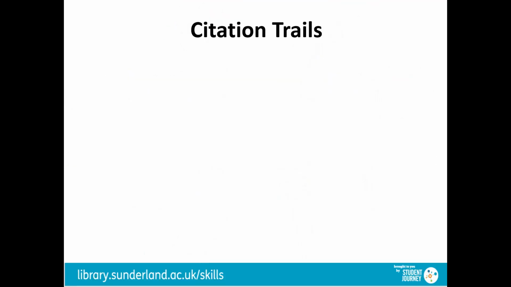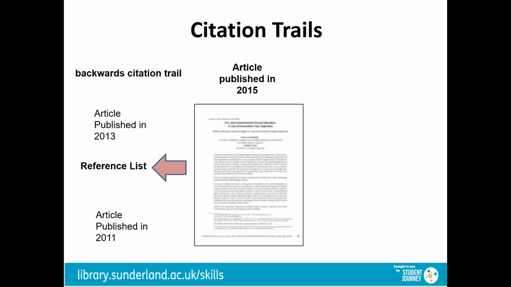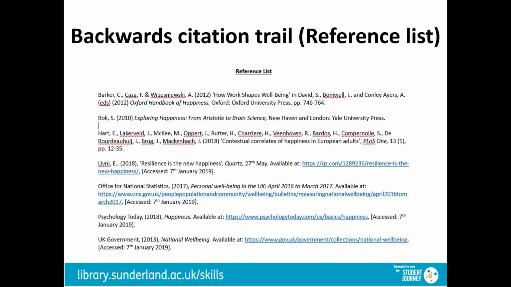To find backward citation trails when you have access to the article is relatively simple. These are the references and bibliography at the end of a paper. You can search for these articles by searching for the article title in Library Search or Google Scholar.